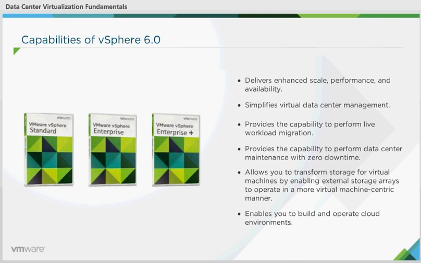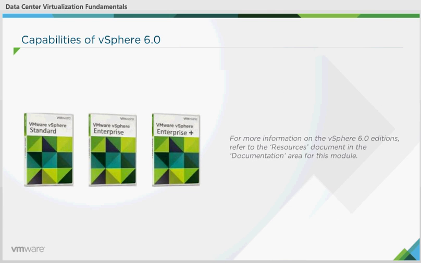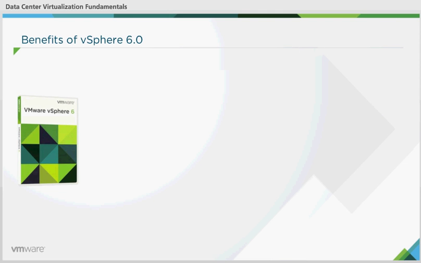The capabilities and features of vSphere 6.0 that you can leverage depend on the product edition you choose. vSphere 6.0 is available in 3 different editions: Standard, Enterprise, and Enterprise Plus. For more information on the vSphere 6.0 editions, refer to the Resources document in the documentation area for this module. Let's look at some of the benefits of using vSphere 6.0.